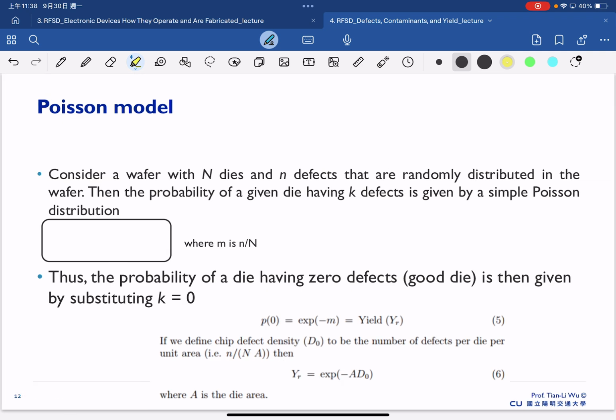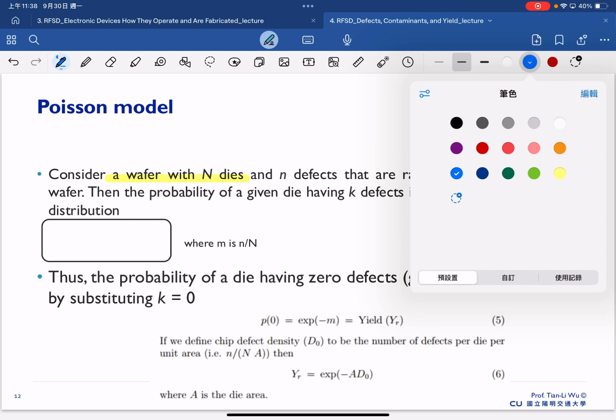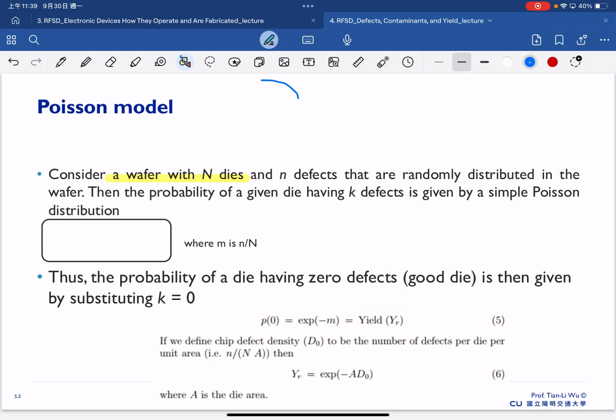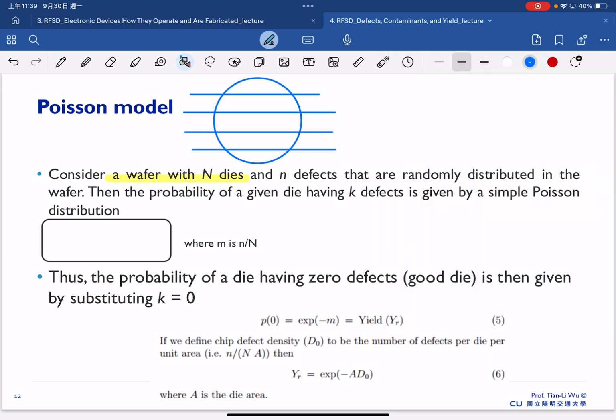So now consider a wafer with n dies. We have to spend a little effort to explain what the dies mean here. We have the wafer looking like this. This is a piece of the wafer, but usually we would not fabricate only one device in one wafer. We will try to divide the wafer into small pieces of area. This small piece is what we call the die here. Usually we try our best to have as many dies as possible in one wafer.